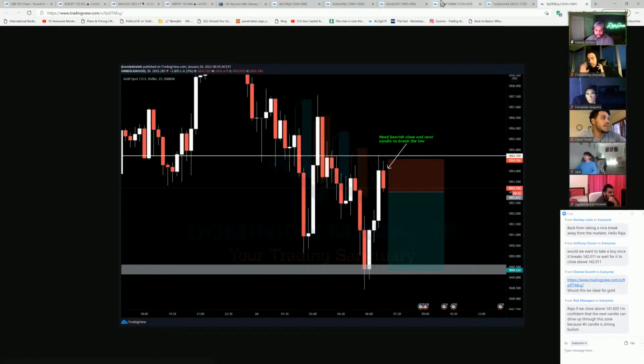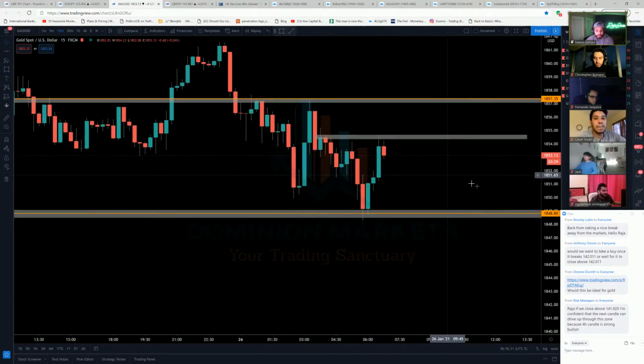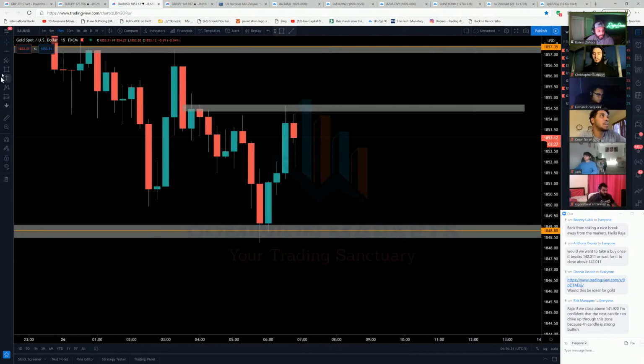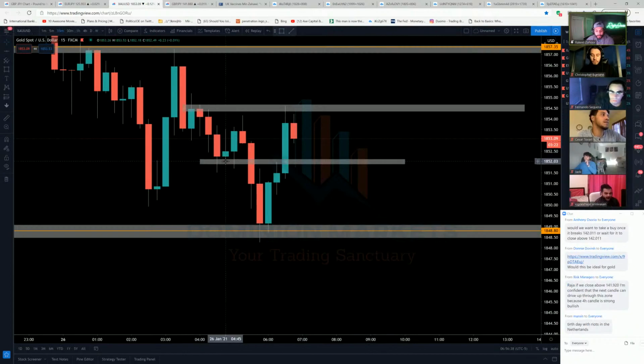Alright, let's take a look at this chart over here. This is a gold chart, 15-minute. Need bearish candle and next candle to break the low for price to continue down. The only thing I'm going to be cautious about over here is going to be on gold. If I look at the 15-minute time frame, now we had a rejection right over here before, right? Right over here we had a rejection. So this is something I'm going to be keeping in mind.